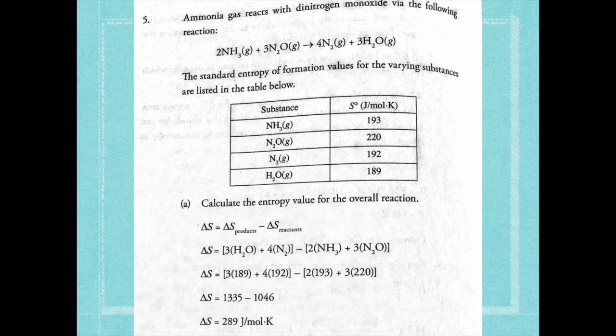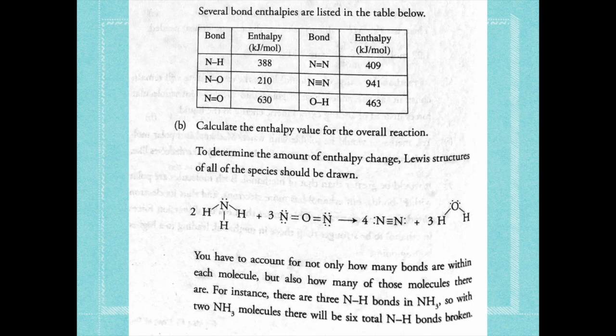I disagree with their units. I think it should be 289 joules per Kelvin, but if you want to put joules per mole Kelvin, that's fine. For B, it gives you the bond enthalpies. Okay, so calculate the enthalpy for the overall reaction. So I like how they draw this out for this answer to help you to actually be able to understand it. Notice here you have 2 NH3s, so you'd have a total of 6 NH bonds that have to be broken. For the next one, you have 6 NO double bonds that have to be broken because you have 3 and then you got 2 in each of the molecules.